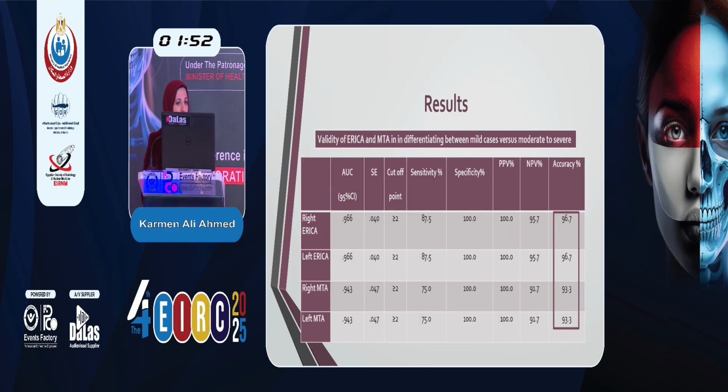Also, both ERICA and MTA scores demonstrate high accuracy in grading of Alzheimer's disease, especially mild versus moderate to severe cases. Higher accuracy was detected in ERICA score more than MTA score.